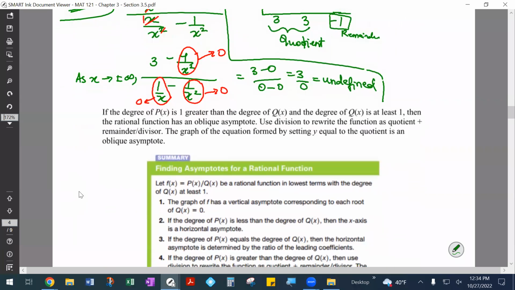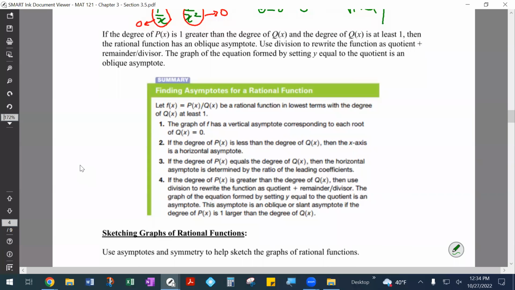Trying to remember, I'm having such a memory thing right now. How do we write our oblique asymptote? an equation.